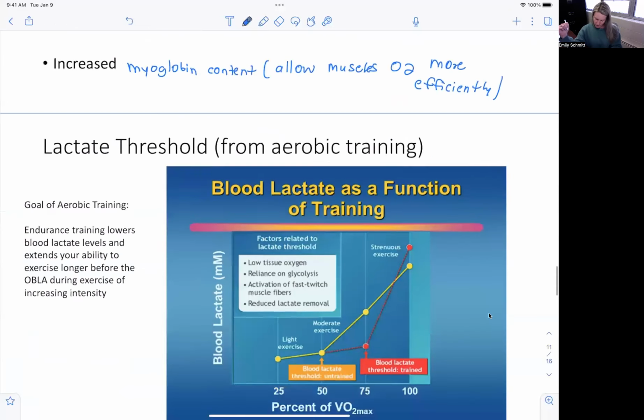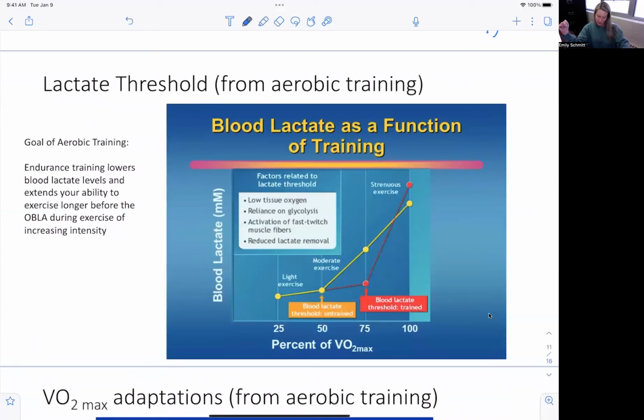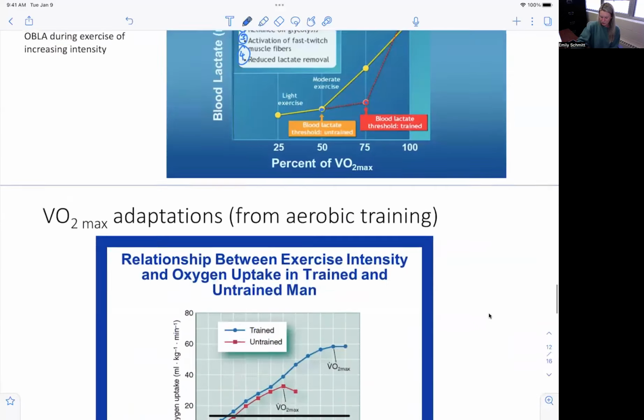Okay, so we just talked about this lactate threshold from aerobic training. And so the goal of our aerobic training is to lower blood lactate levels and extend your ability to exercise longer. So we drew this out a few modules ago, but remember your factors related to lactic threshold. We talked about these, and also understand that in an untrained individual, we usually see that accumulate at about 50%, whereas a trained individual will be around 75% of VO2 max.